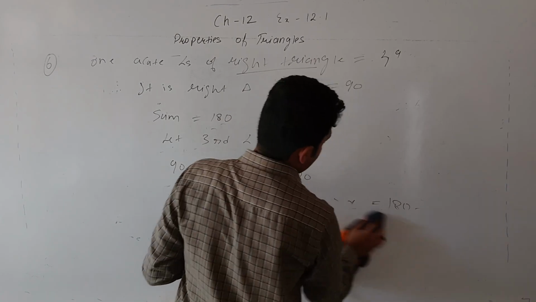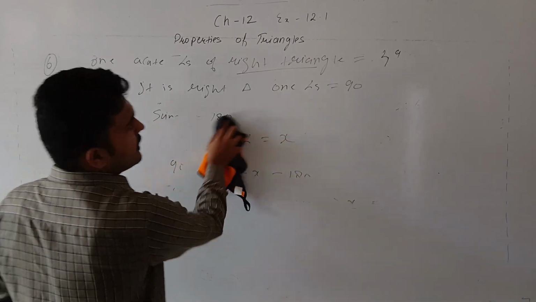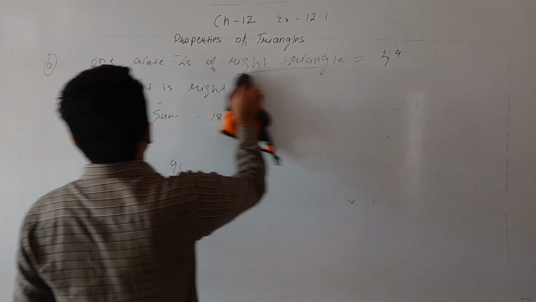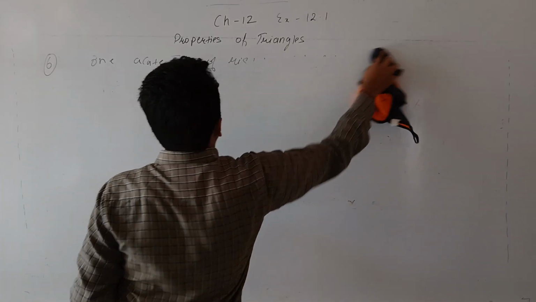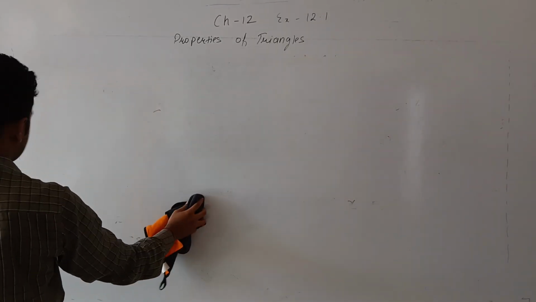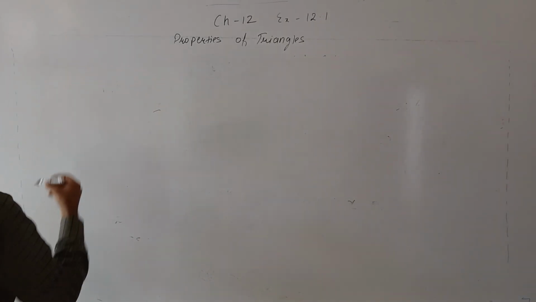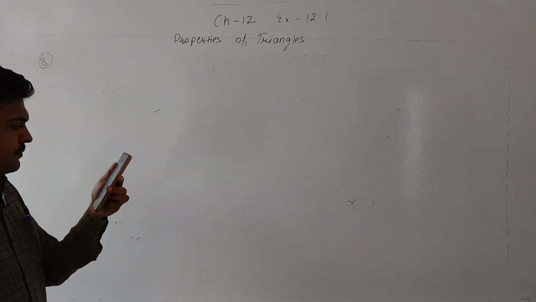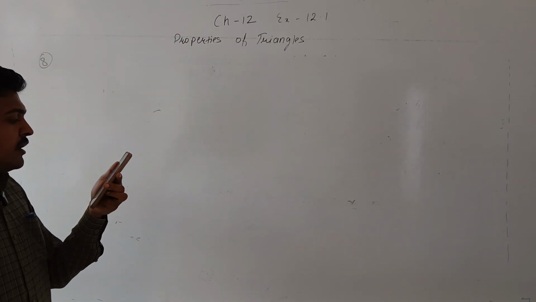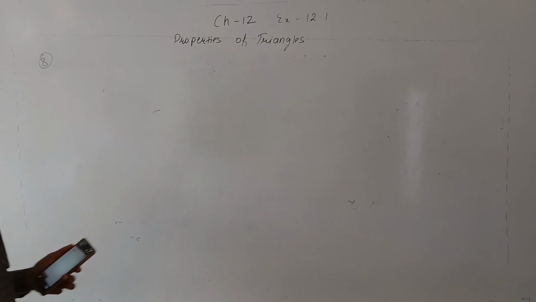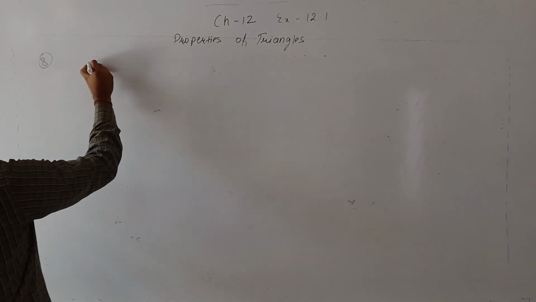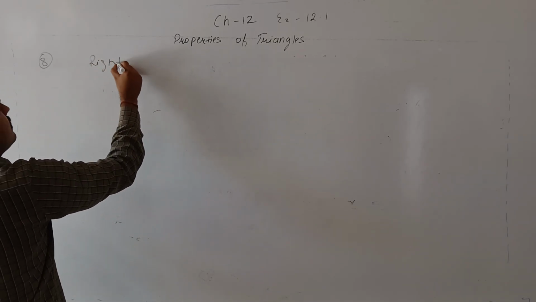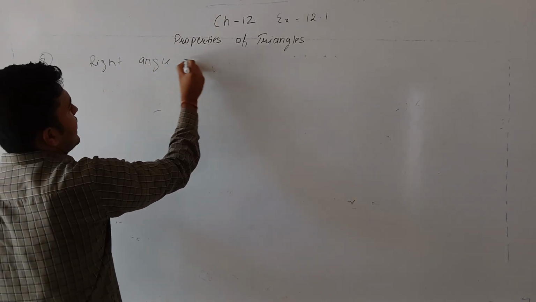Now our next question is question number 8. Next question in our syllabus is question number 8. The acute angles of a right angle triangle are in the ratio 4:5. So it is a right angle triangle.